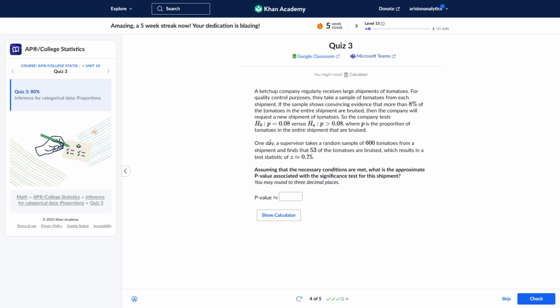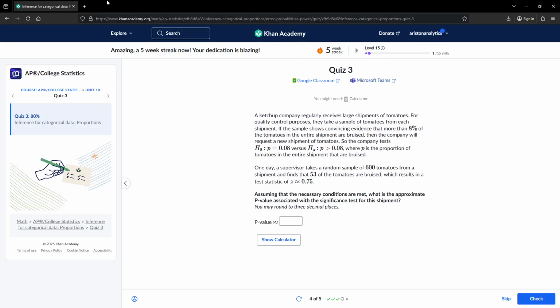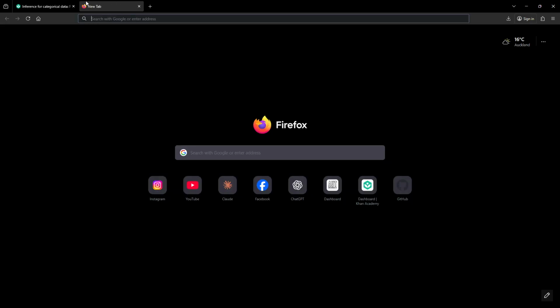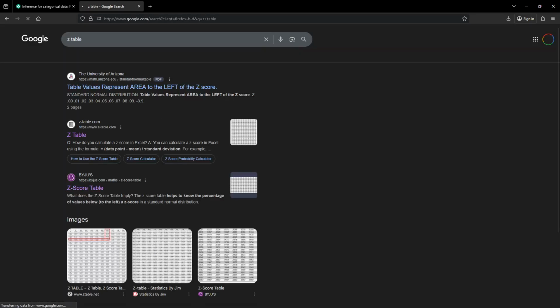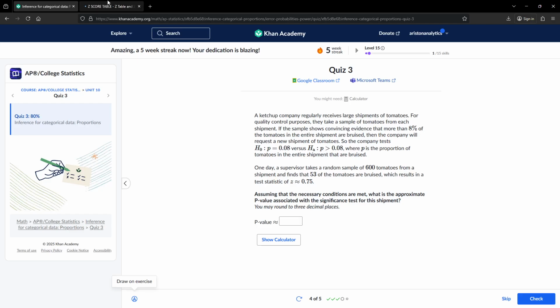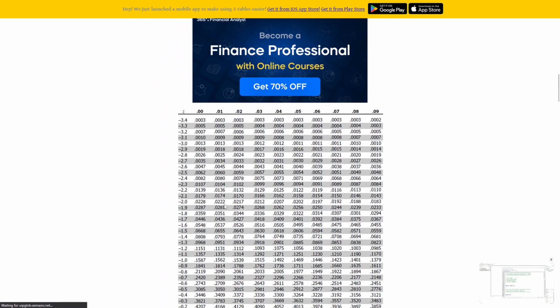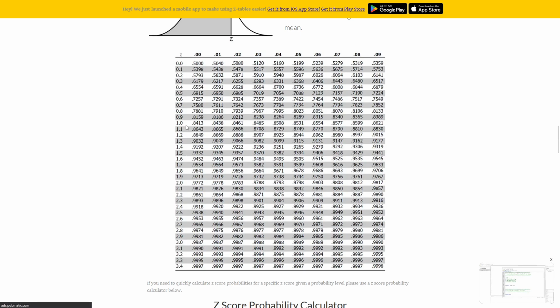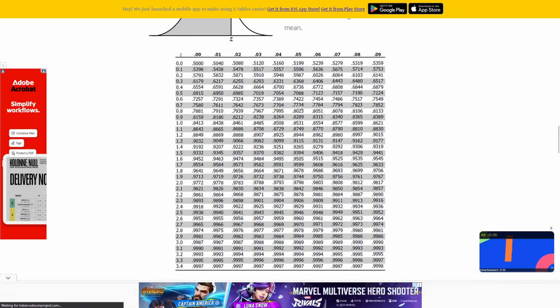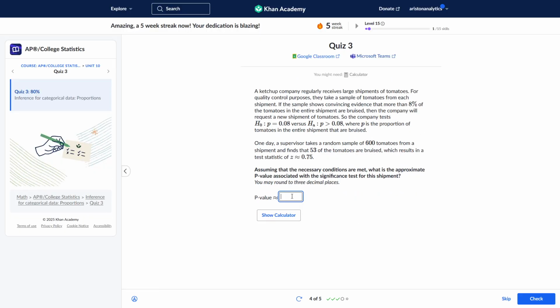Which results in a test statistic of z equals 0.75. P-value for 0.75. Hmm. Point 0.7734.